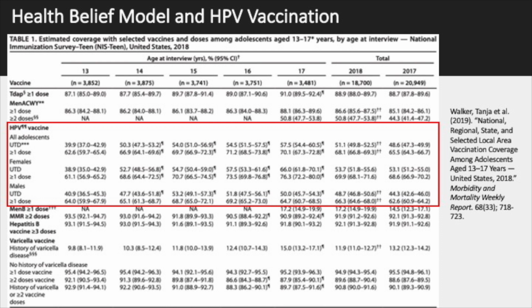In 2017, among all adolescents, the up-to-date vaccination percentage was 48.6%, so less than half. And by 2018, it was up by a couple percentage points at 51.1%. And this is among males and females. About half of adolescents are up to date on their vaccinations for HPV. That's pretty low.